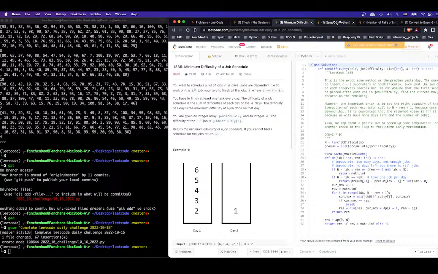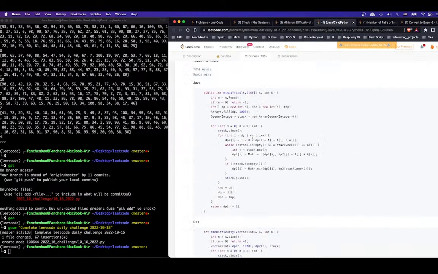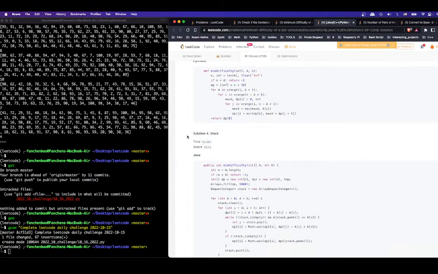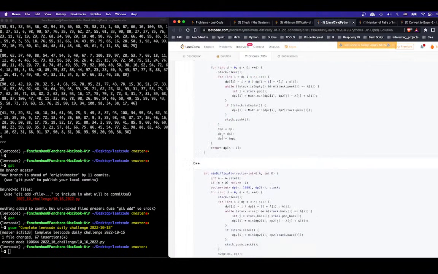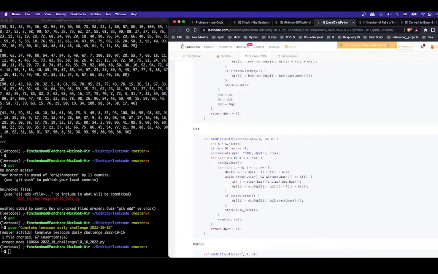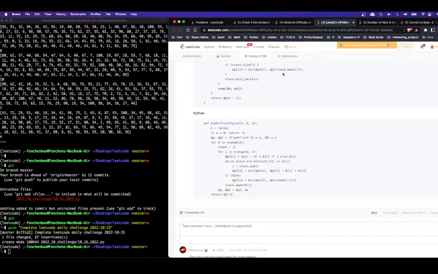Because I need to. No, this is fine. We've done it. I need to read through this stack solution. I need to see how it can be done in O(N). It's necessary to just kind of take a look at that. We'll do this later. So let's go to this.